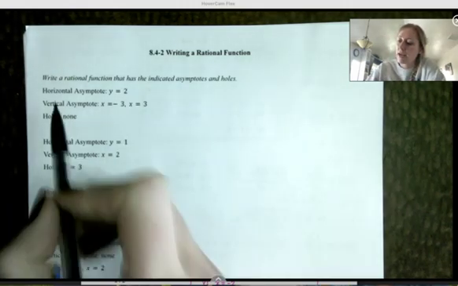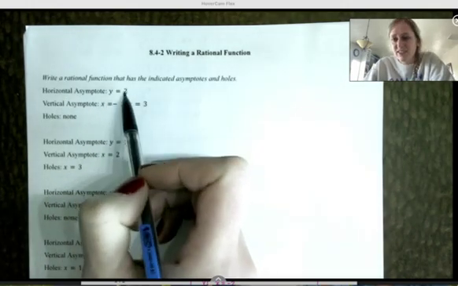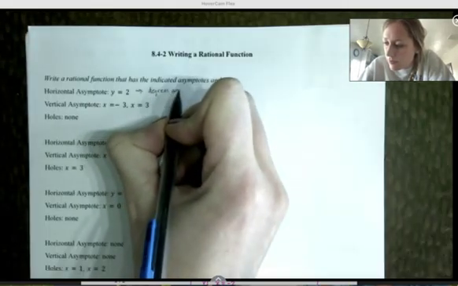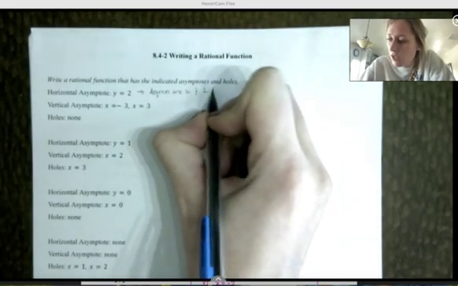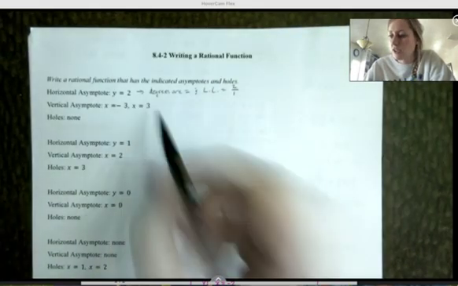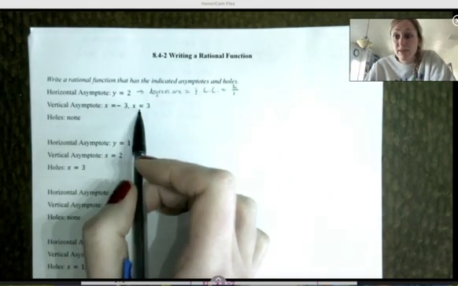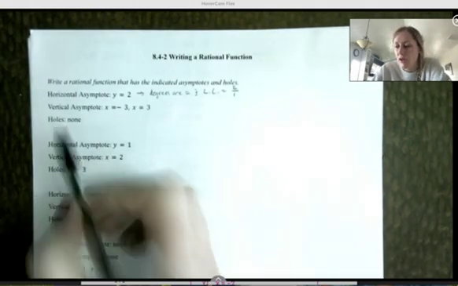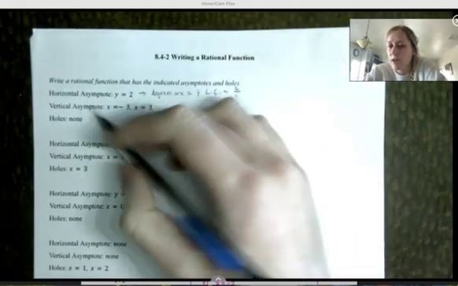Here I want to write a rational function that has a horizontal asymptote of 2. If it's not 0, remember this means the degrees are the same and the leading coefficients are 2 and 1, or like 4 and 2, to get 2. Vertical asymptotes mean those values are in my denominator and I don't have any holes, so they can't cancel with anything. There's more than one answer that would accomplish this.